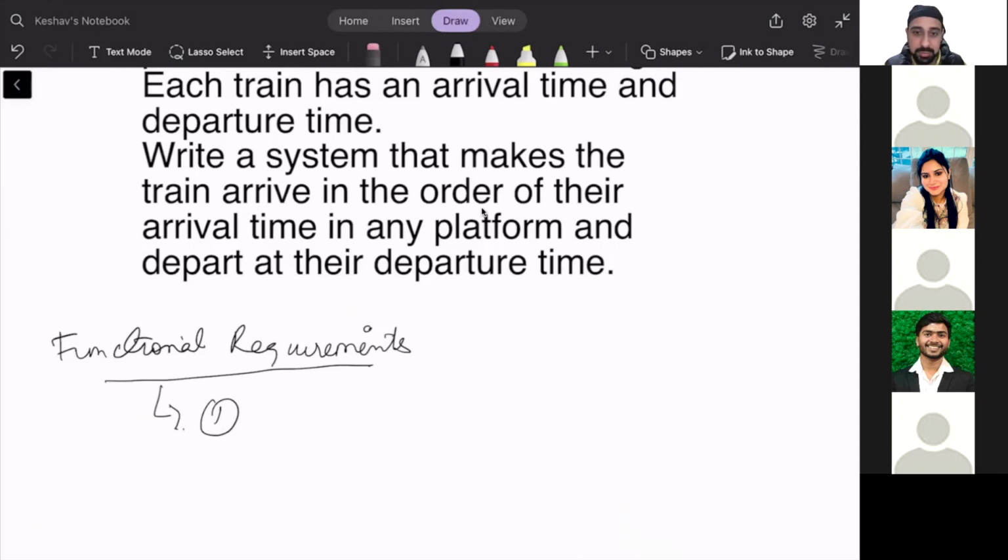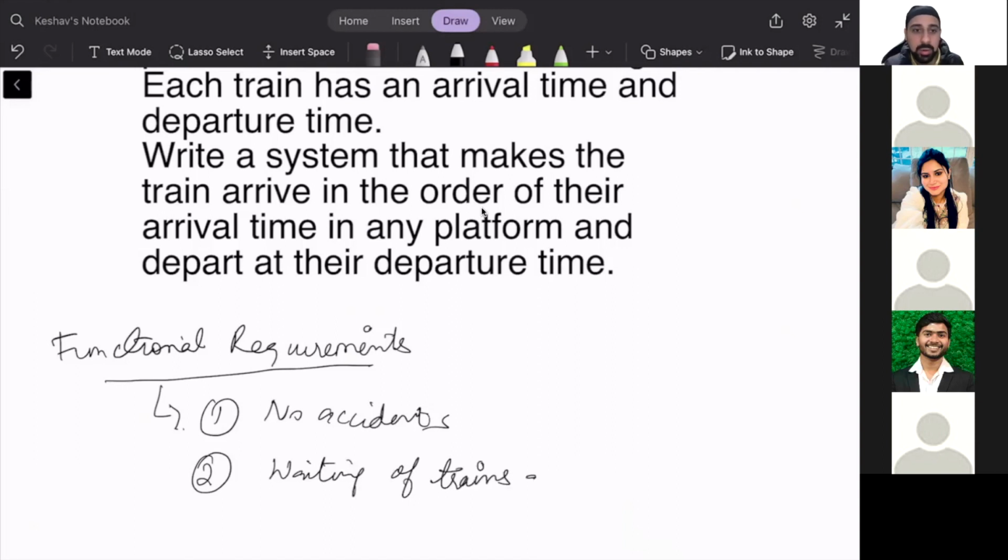Next, what I said is that if the existing train's departure time is not yet met, then there should be some waiting lanes also, to accommodate the arrival times of the upcoming trains. Waiting platforms or something.